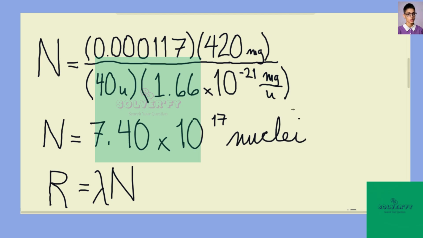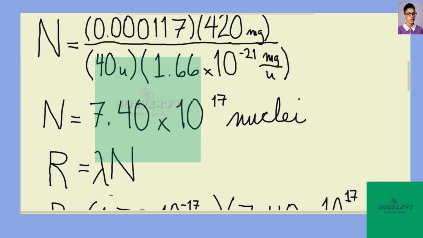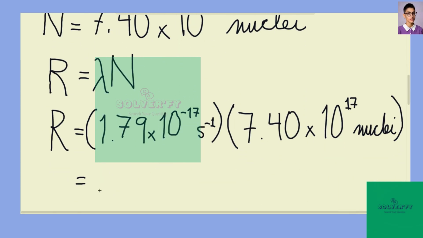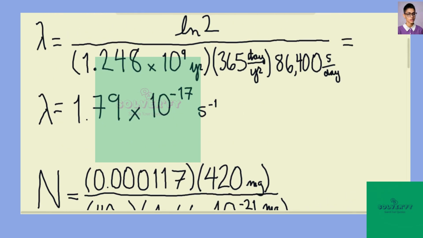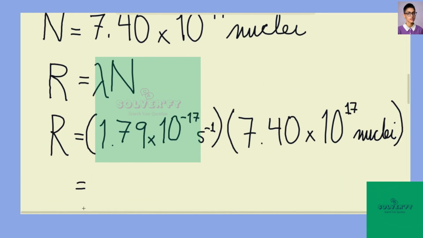And finally, using the decay constant and the number of nuclei, we can compute the radioactivity of our sample. That is simply the product of the two. From above, we have 1.79 times 10 to the negative 17th reciprocal seconds for our decay constant, and we have 7.40 times 10 to the 17th nuclei.